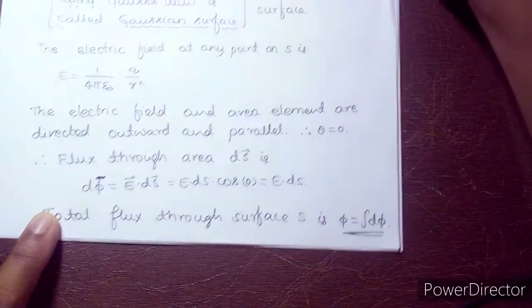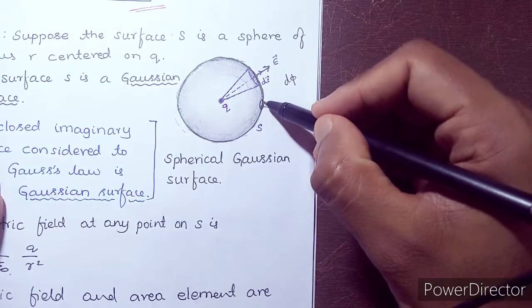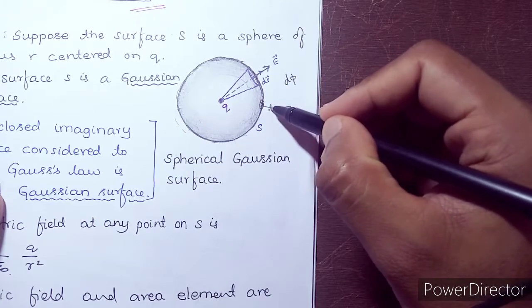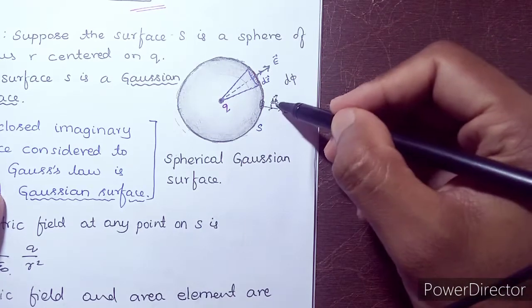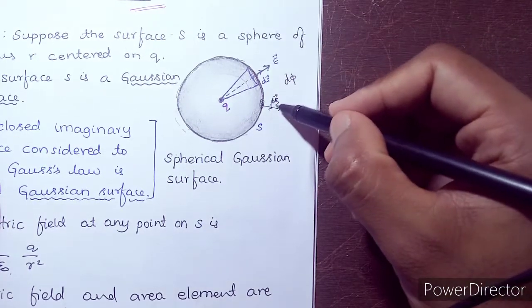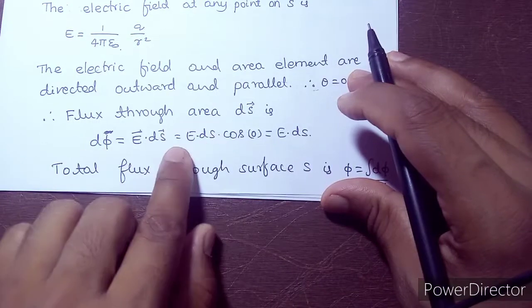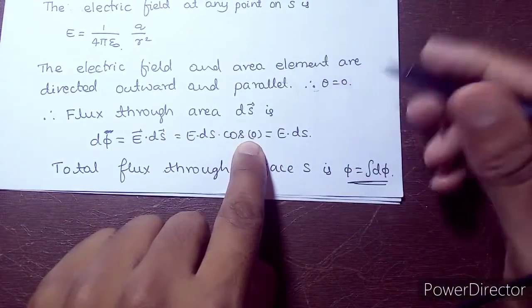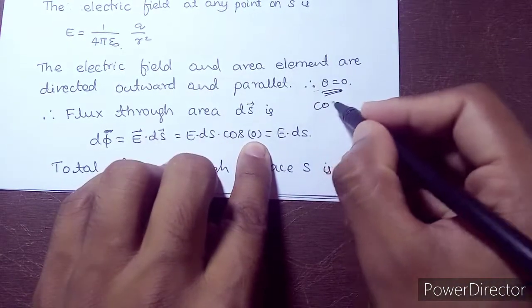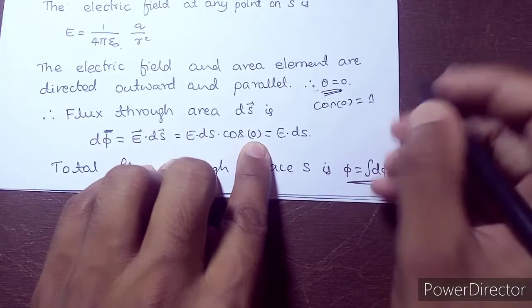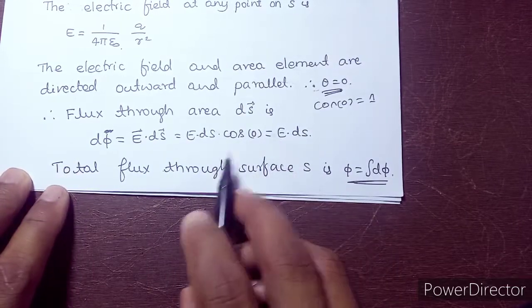If you consider any point, say this point here, the area will be directed radially outwards like this, and that is parallel to this electric field, dA or ds, whatever it may be. Let's consider ds only. So ds is parallel to E, which means the angle between ds and E is 0, so theta is 0. Cos 0 is 1. So we get E ds cos 0 is equal to E ds.